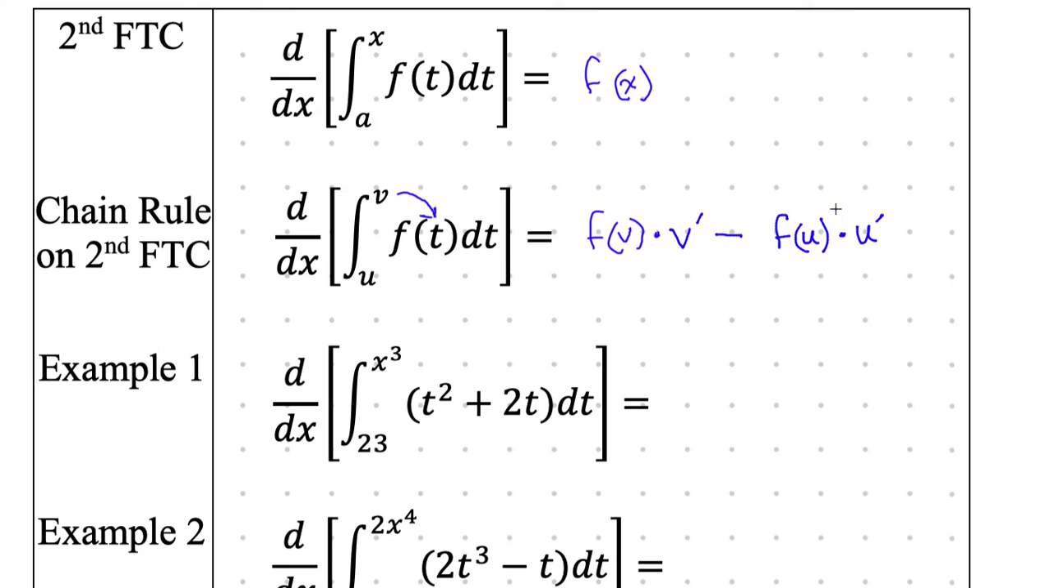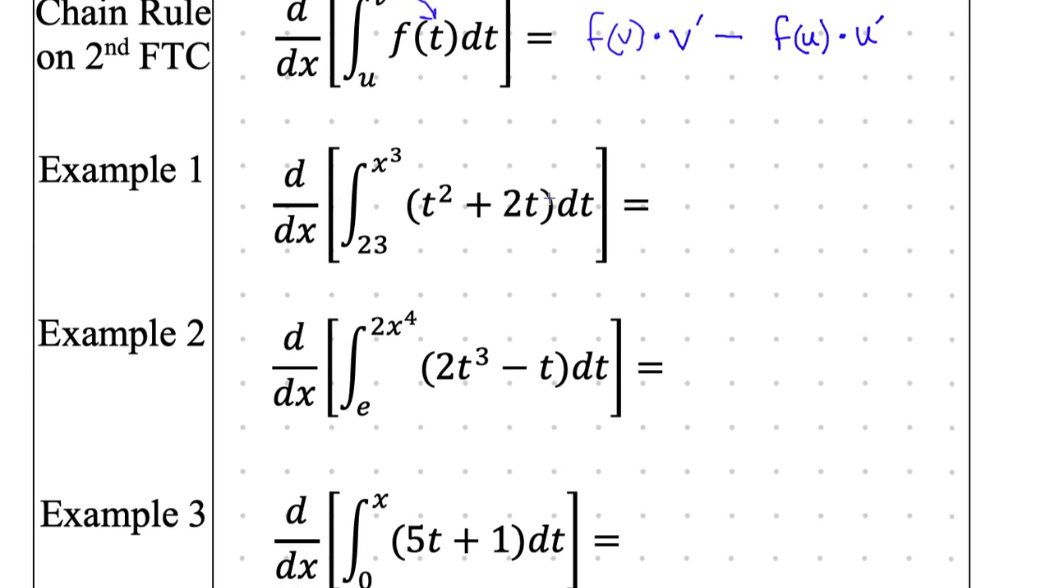And if this is a variable, just x, then the derivative of x is always 1, which means I just plug it in. But if I have something else like x to the power of 3, then weird things are going to happen. I'll show you. So let's try the chain rule on the second fundamental theorem of calculus, example 1.